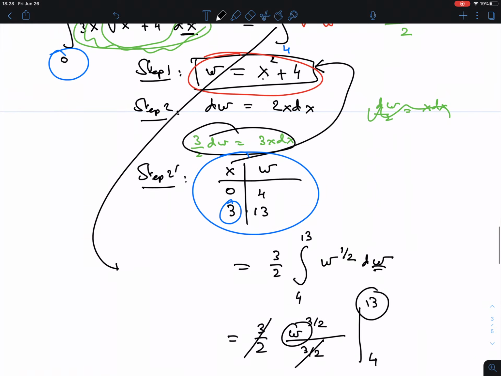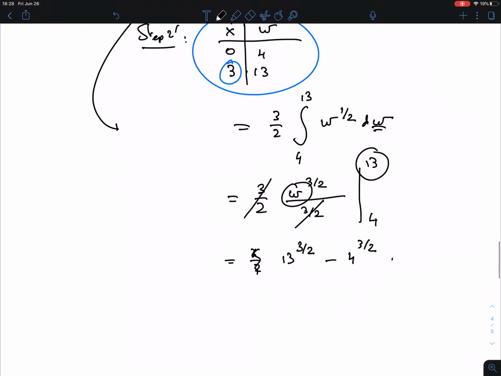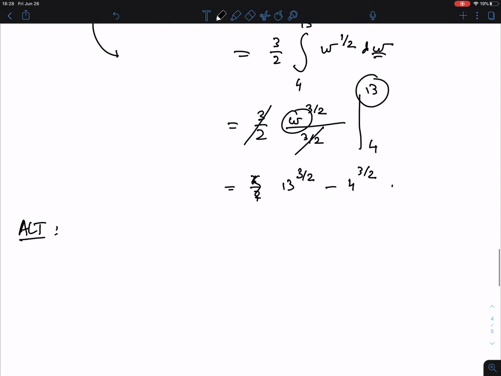The other way is just doing what you could also have done. So alternatively, we do exactly the same. We are at this point here, we have found that this is the antiderivative.